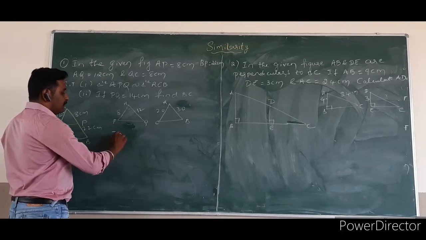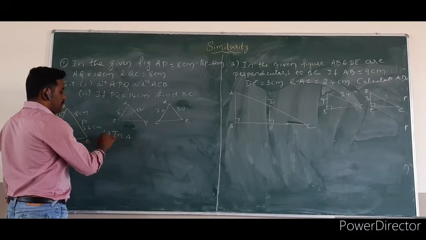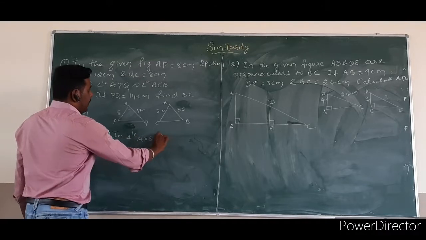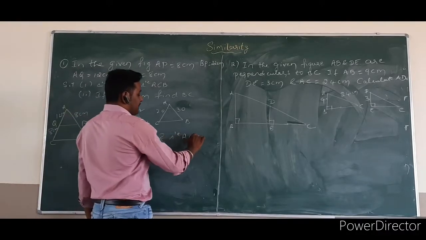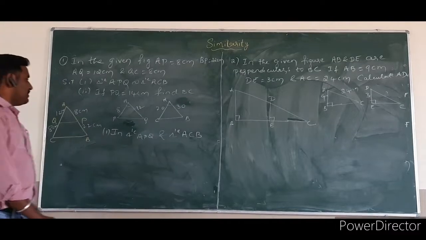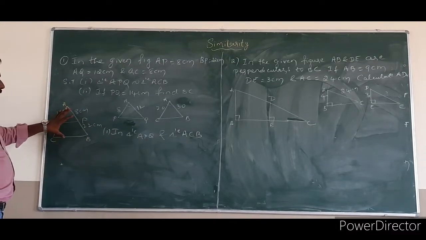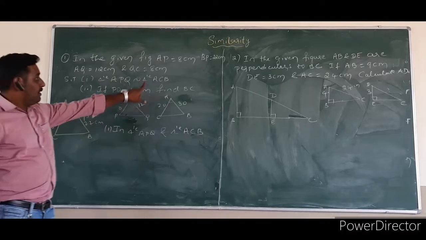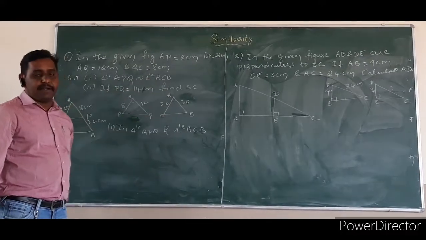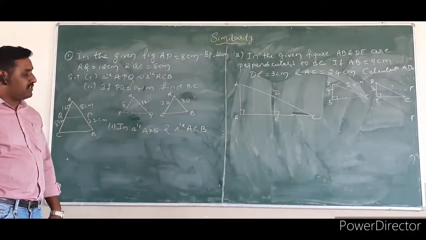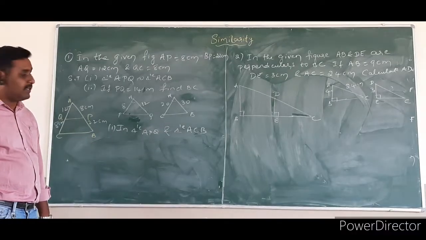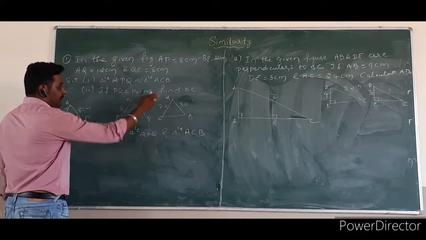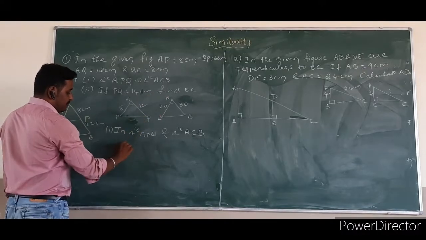First we consider the two triangles, triangle APQ and triangle ACB. I separate the two triangles: APQ I am writing as one triangle, and ACB as a separate triangle. Because if you separate the triangles, you can easily write the proportional sides. So here, which are the proportional sides? AB divided by AC.